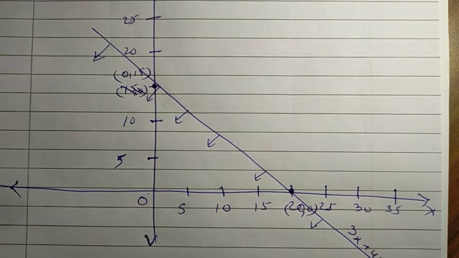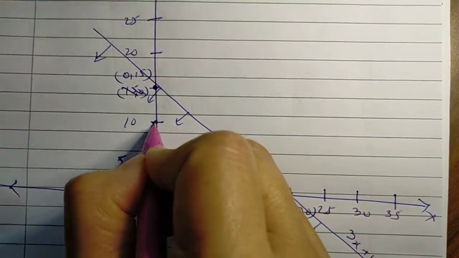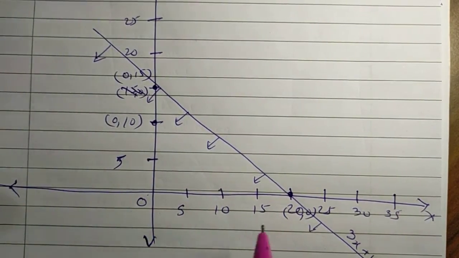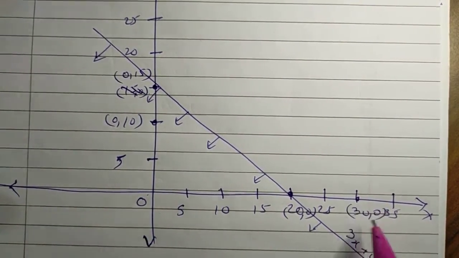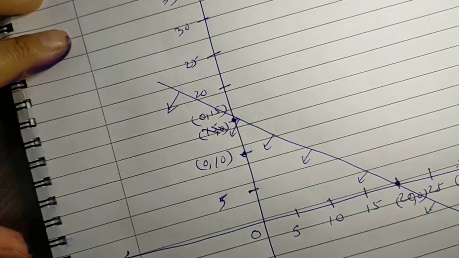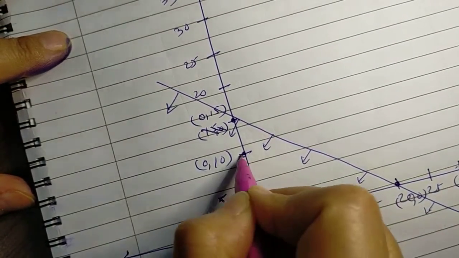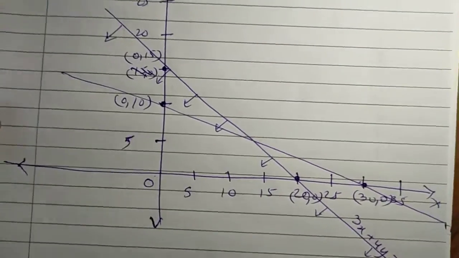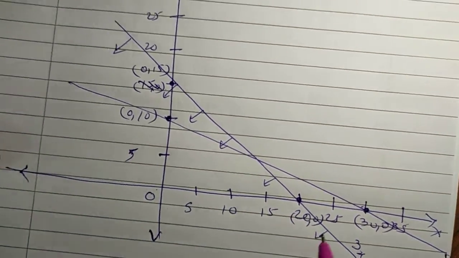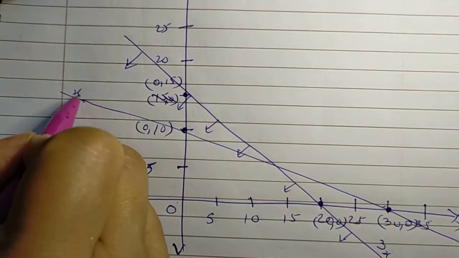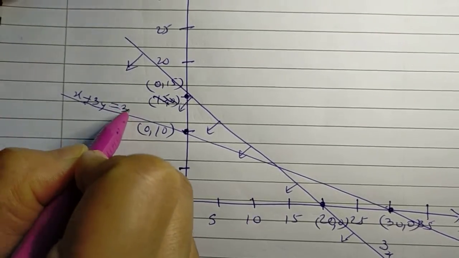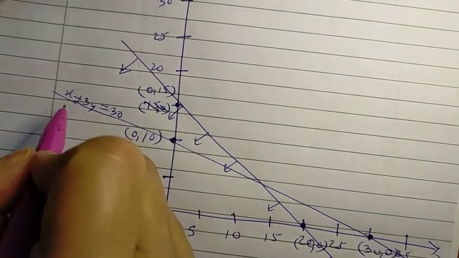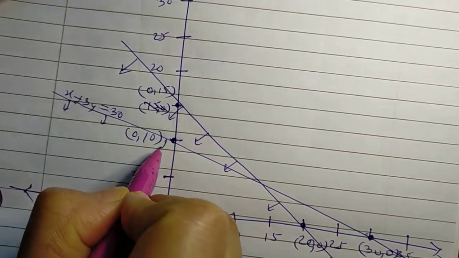Next line is passing through 0 comma 10. So we have 0 comma 10, and then the next point is 30 comma 0. So this is 30 comma 0. Again it's a slack inequality, and so we use a bold line to join the 2 points. Okay, now this equation is x plus 3y is equal to 30, and the side to be shaded is the side containing the origin. So again we draw arrows to show this.